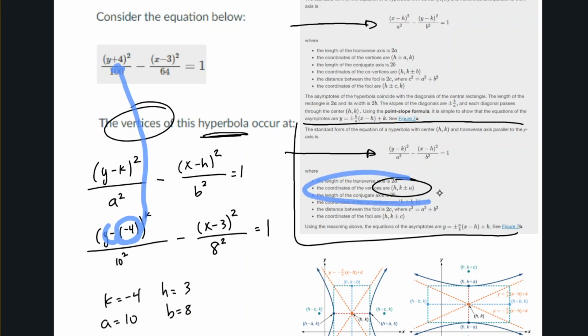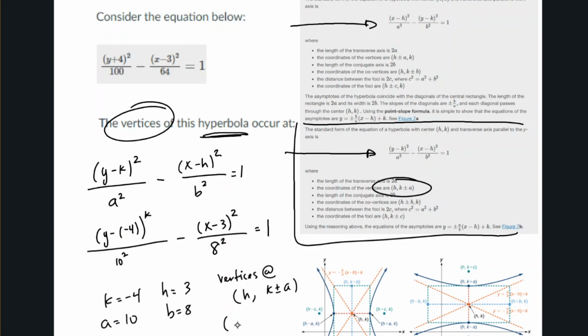Now my vertices are found at h comma k plus or minus a. So that would be at h, which is 3, comma, k is negative 4. Let's do our minus a of 10, and 3 comma negative 4 plus 10. Negative 4 minus 10 is negative 14, so that's 3 comma negative 14. 3 comma negative 4 plus 10 is 3 comma 6.